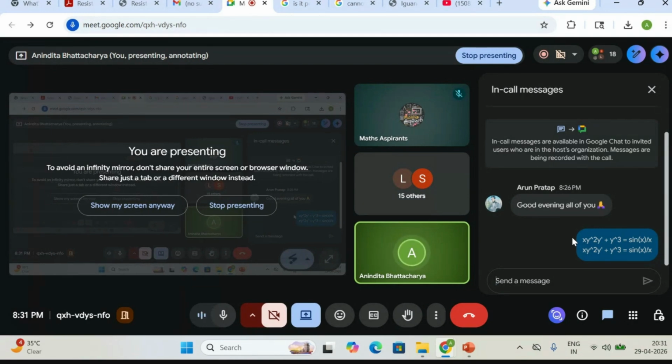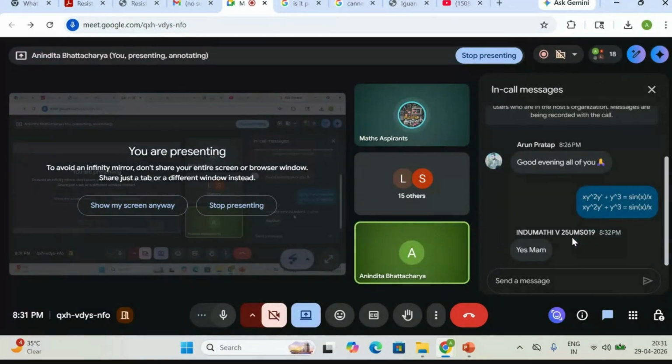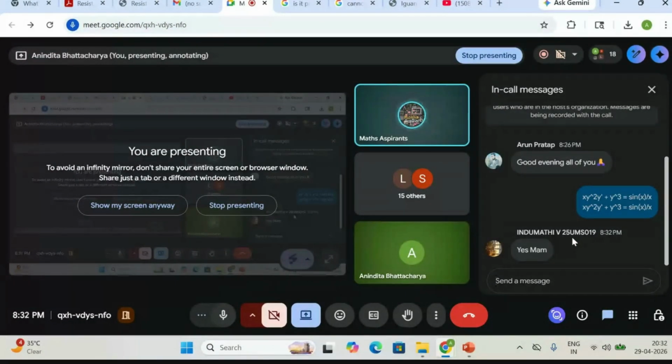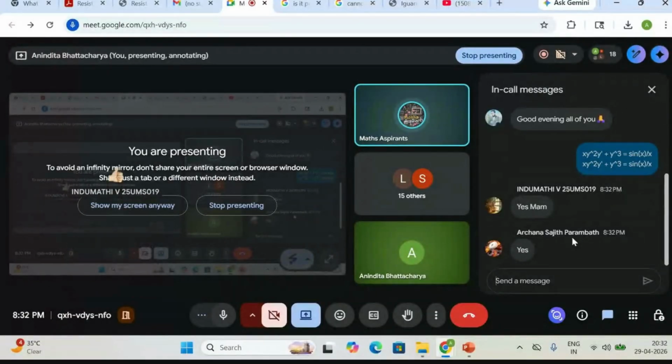Has everybody been able to see the ODE? You could write in the chat message or you could reply verbally. Is there any problem? No, the question is available in the chat box. Oh, yes. Thank you, sir. Dear participants, feel free to respond to the questions.